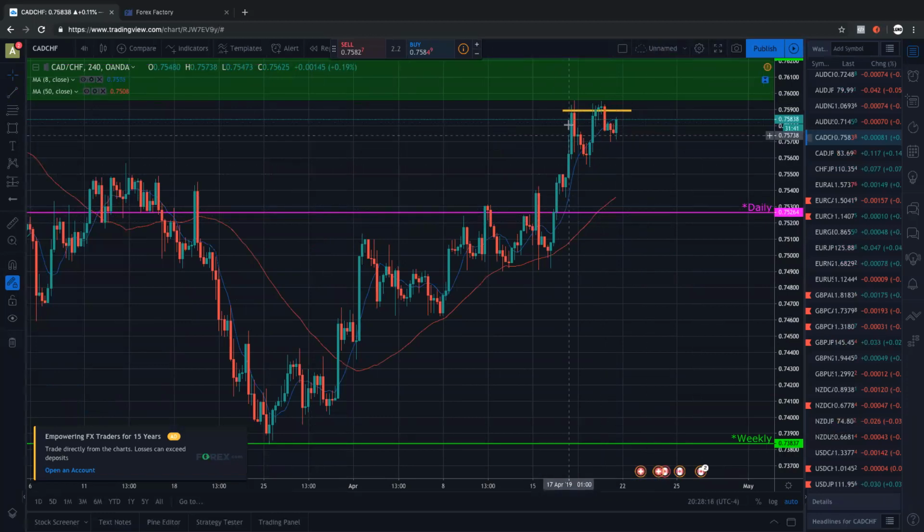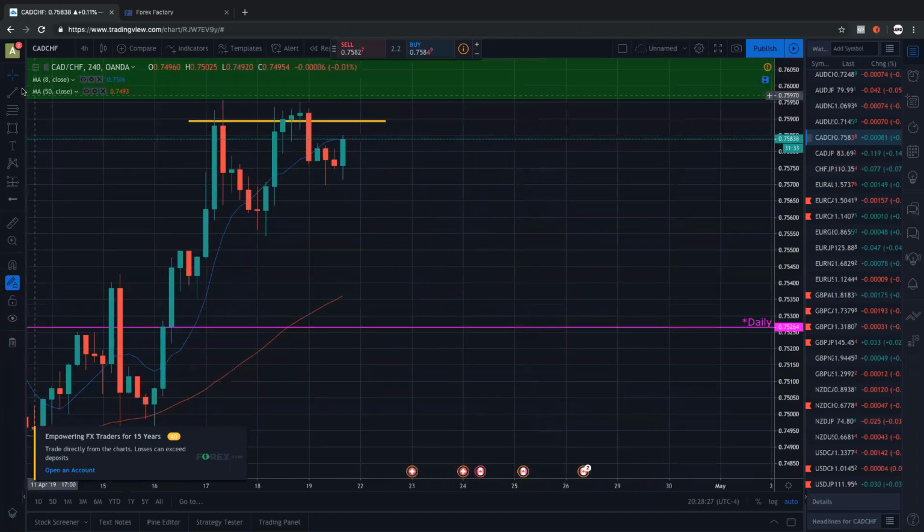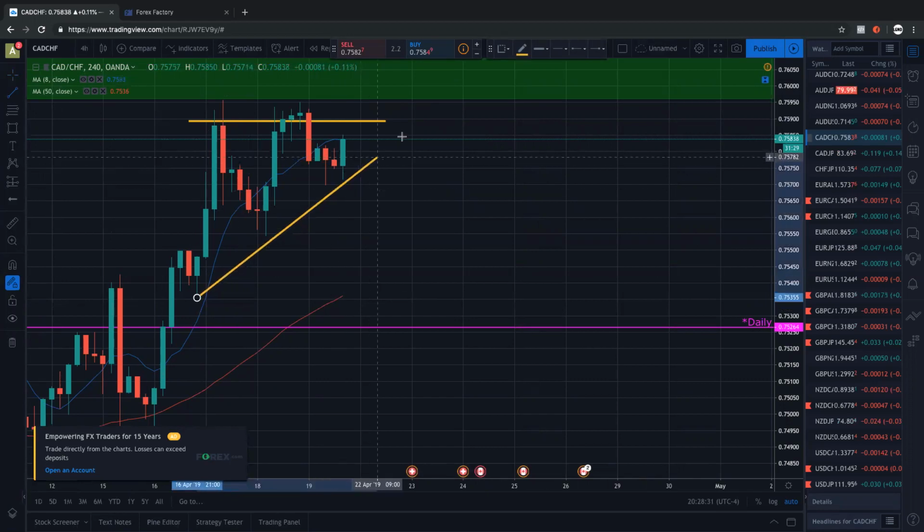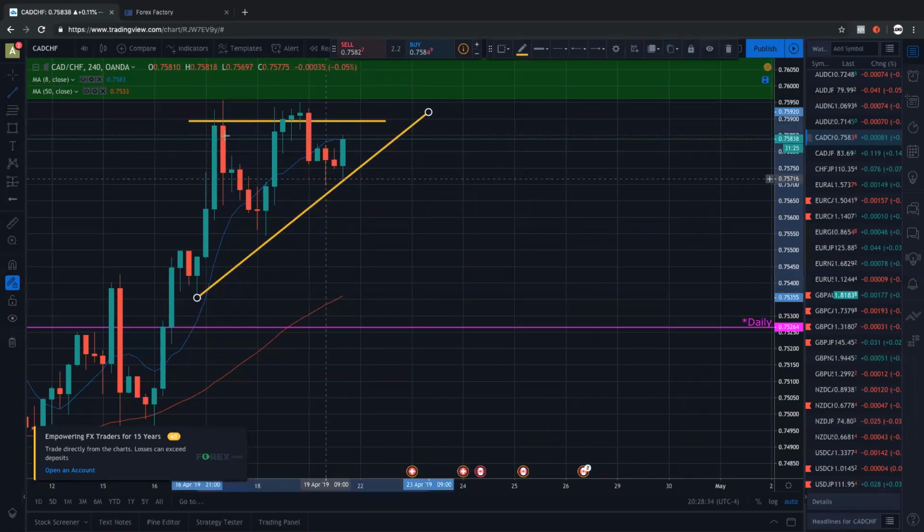Because price came up, came down, shot back up, it's coming down. Now price looks like it's coming right back up. Now, also at that level, I see market structure. We got some higher lows, but we got highs.